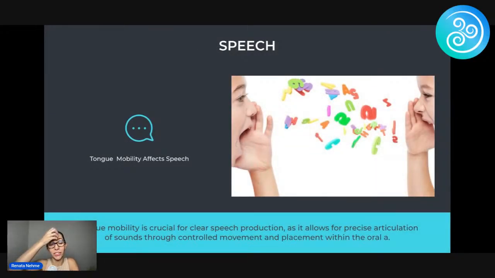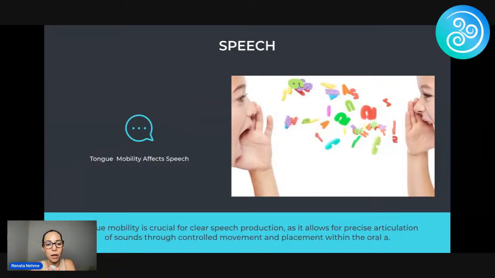What else? Speech. Even though we don't deal with speech, tongue mobility is crucial for clear speech production, and it allows for precise articulation of sounds through controlled movement and placement within the oral cavity. So again, being a myofunctional therapist allows you to step out of the box, and now you see the patient a little bit differently.